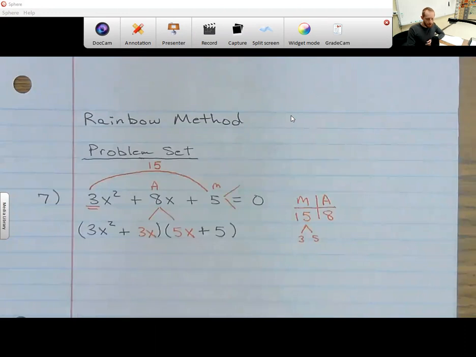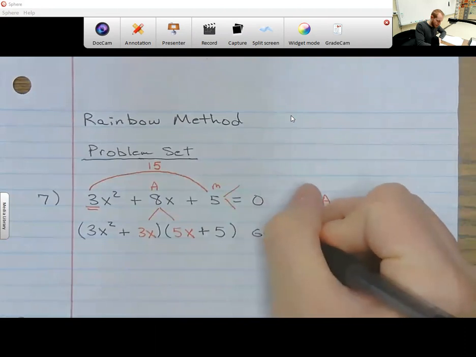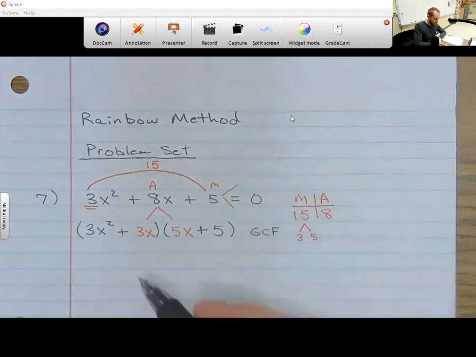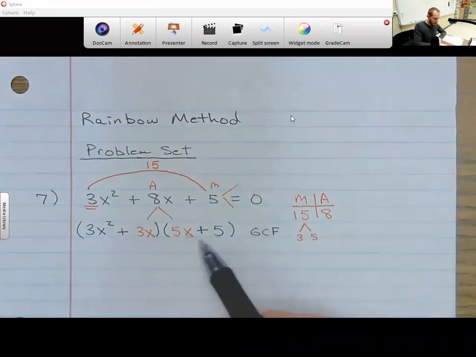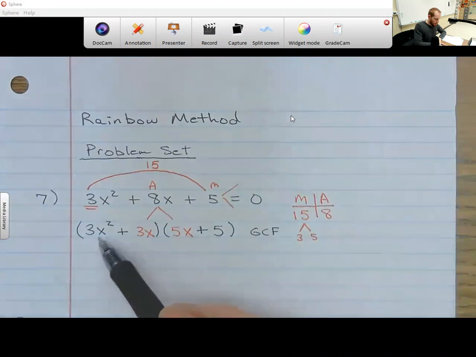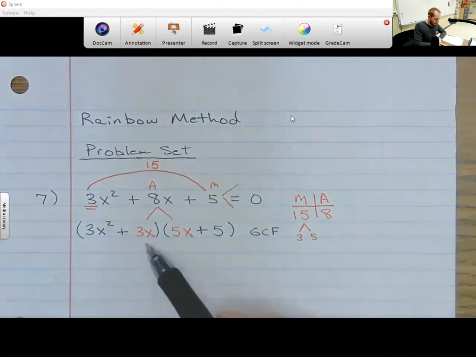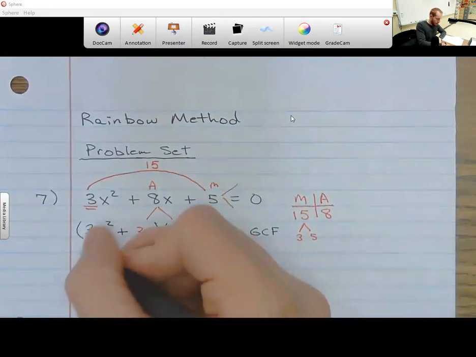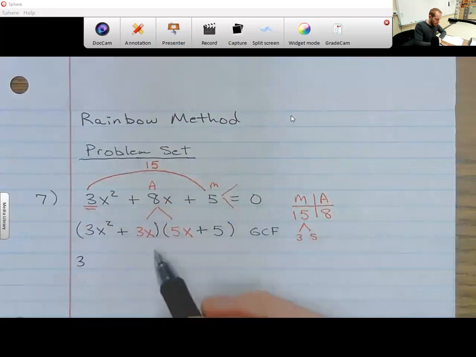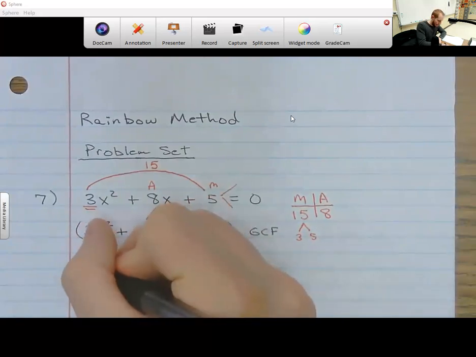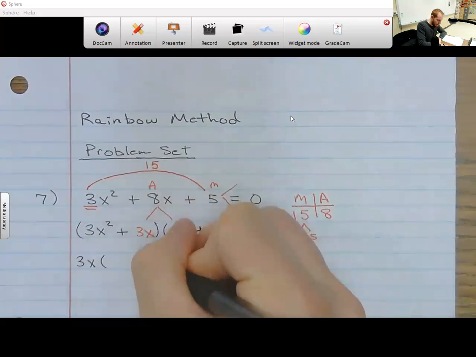And now we take out our greatest common factors. So you're going to be asking yourself, what do these 2 terms have in common, and what do these other 2 terms have in common? Let's start right here. Well, they both have a 3, so I can take out a 3. But also, they both have an x, so I can take out an x as well. And I'm going to have something left on the inside.